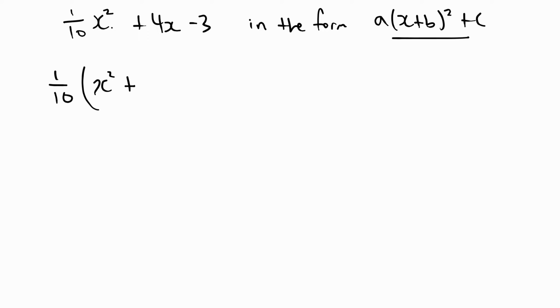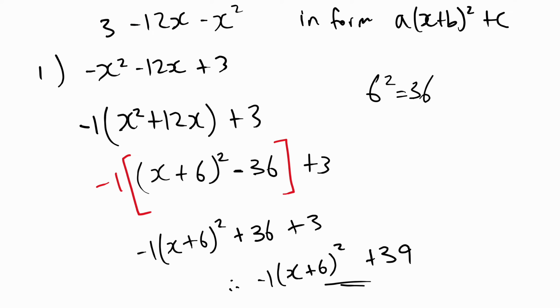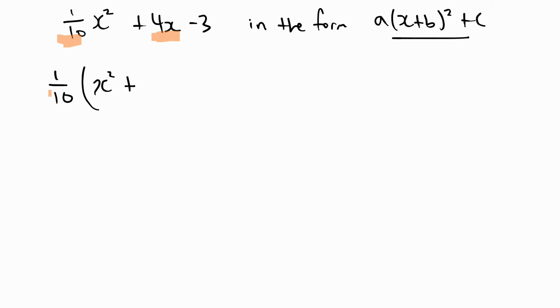Now this is the part that gets a bit confusing. This 1 over 10, right? It only applies to this x squared. It doesn't apply to this 4x. If you notice our previous examples when we had minus x squared, we could put a minus 1 in front because the minus 1 applied to not only the x squared but also the minus 12x. It also had a minus in front. That's why we could add the minus in front. But here, notice, 1 over 10 only applies to this. This has just a normal 4x as 4 as the coefficient.